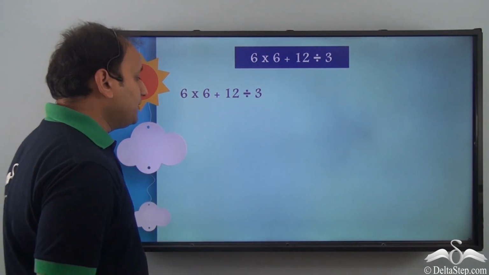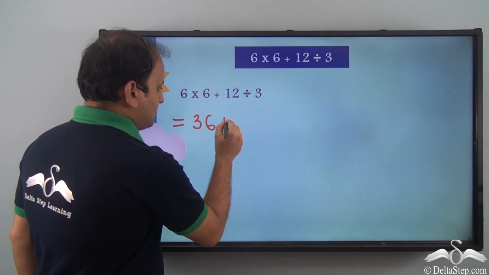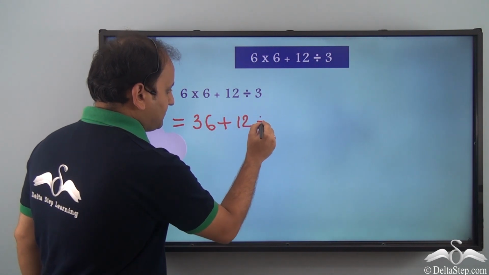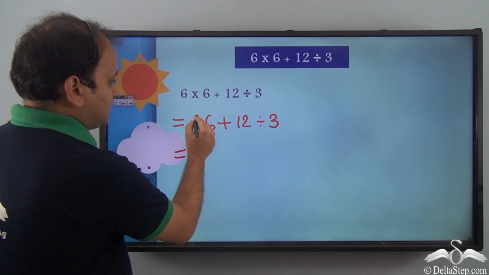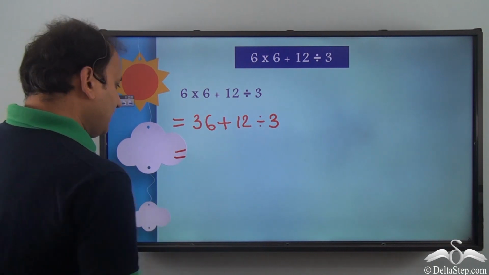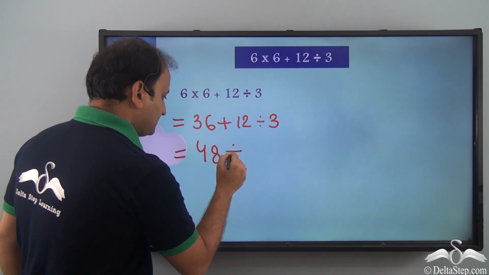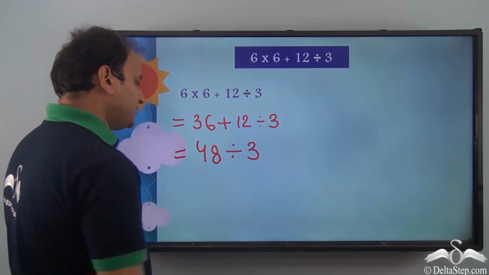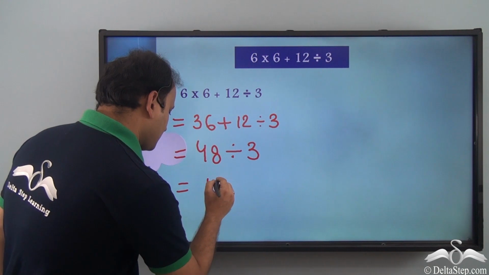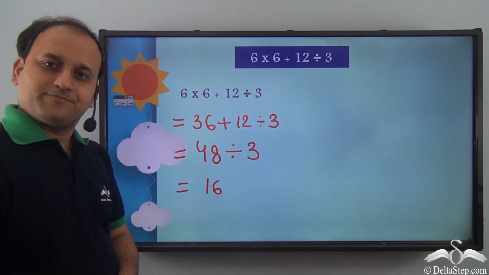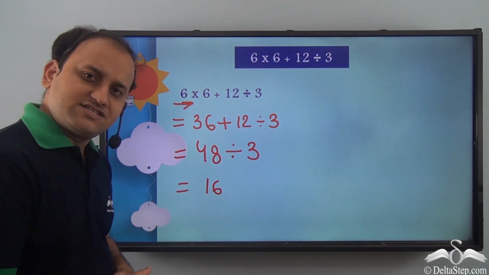So, 6 into 6 will be 36. So, this will be equal to 36 plus 12 divided by 3, which can be written as 36 plus 12 will be how much? It will be 48 divided by 3. Now, this will be equal to 16. So, when we solve this equation from left to right, we get 16.